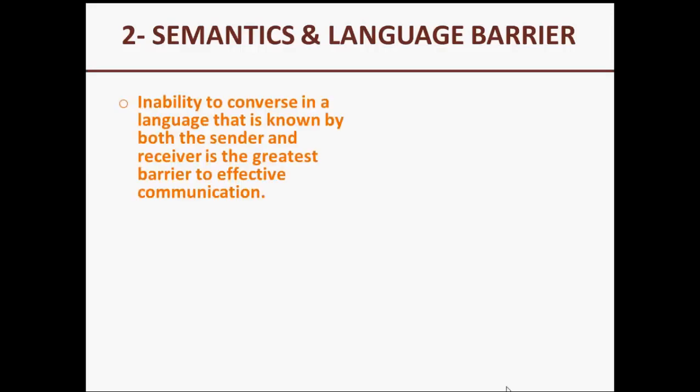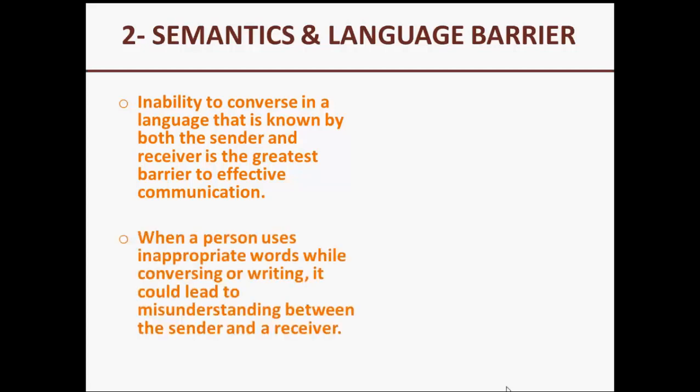Okay, semantics and language barriers. We spoke about language barriers, inability to converse in a language that is known by both the sender and the receiver is the greatest barrier to effective communication. Okay, if you don't speak the same language, it's hard to communicate, correct? You're going to try to communicate by signals, and signals could mean different things in different cultures.